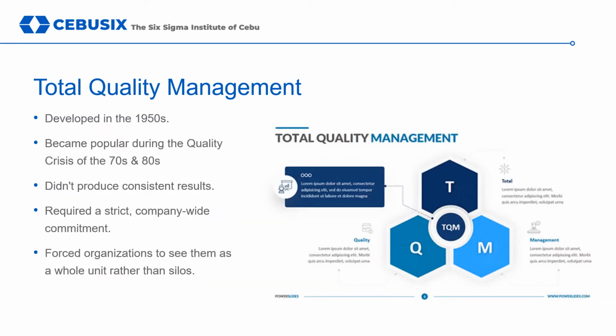Total quality management is a phrase well known by anyone who worked in business in the last quarter of the 20th century. The total quality management approach to quality is one of the first formal methods enacted in business environments in the United States. Originally developed in the 1950s, total quality management didn't become popular with companies across the country until the 1980s as a result of the quality crisis.